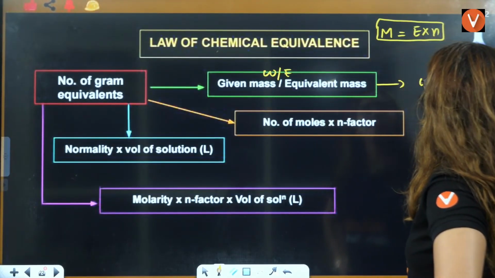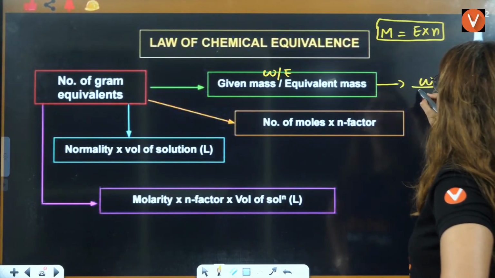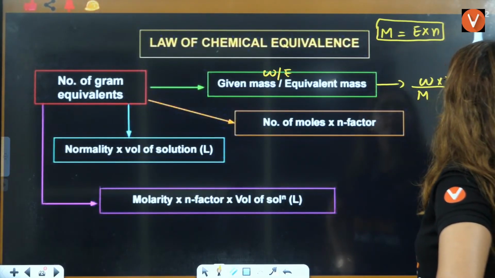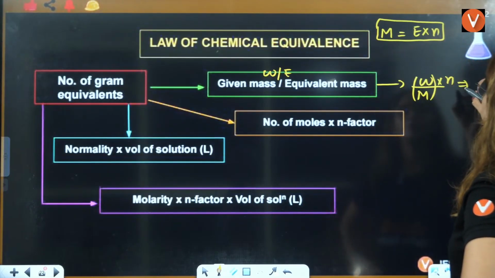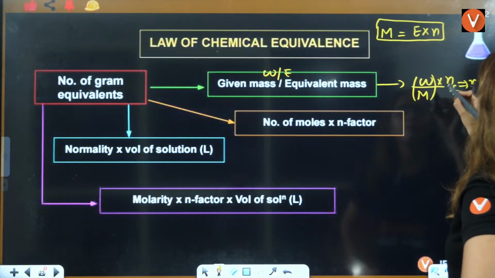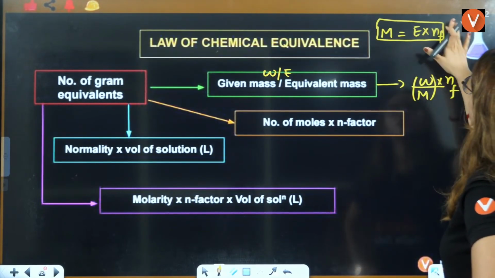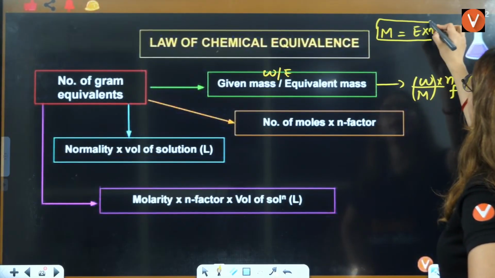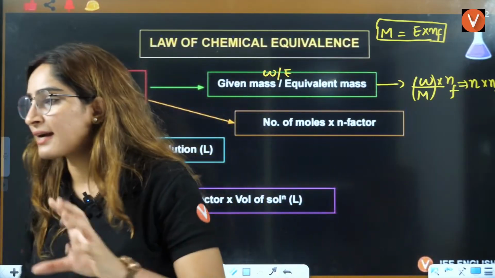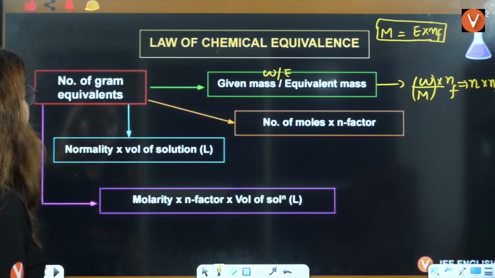So this will become W by E, which is nothing but molar mass into n factor. So this is nothing but the number of moles. So this will become number of moles multiplied by n factor. This is n factor. So number of moles multiplied by n factor, that is your another formula, right?